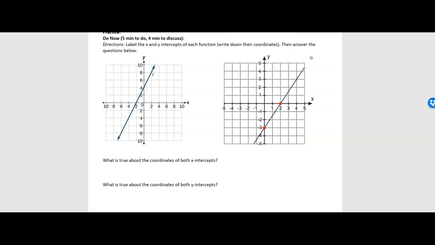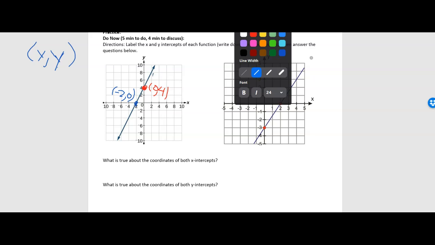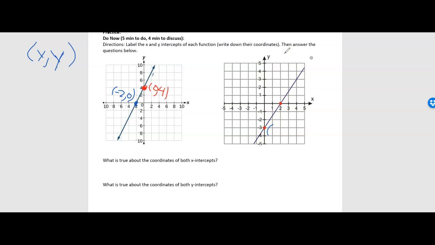Okay, so let's label these x and y-intercepts. The x-intercept is where the function crosses the x-axis, so that would be right here. We have (-2, 0). Remember the x-coordinate comes first. An easy way to remember that is that x comes before y in the alphabet. For our y-intercept, we're up here at (0, 4).